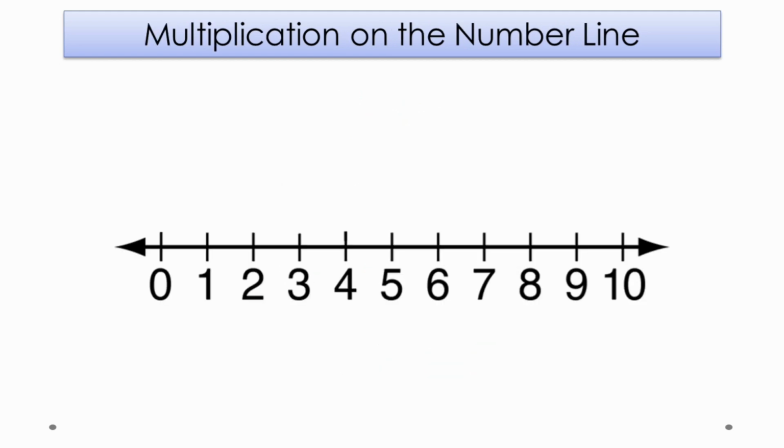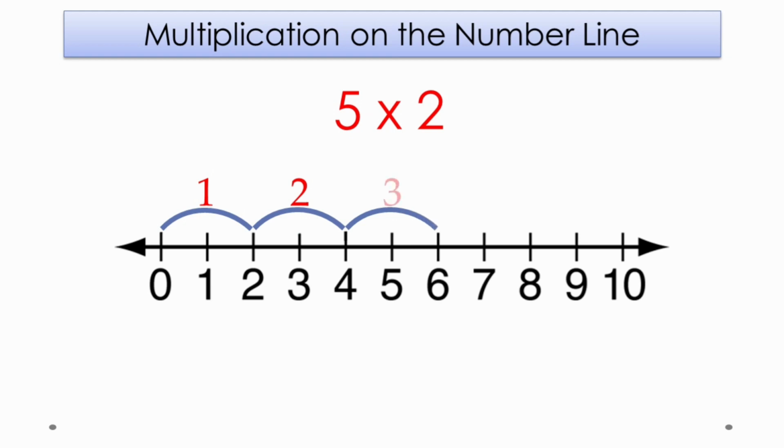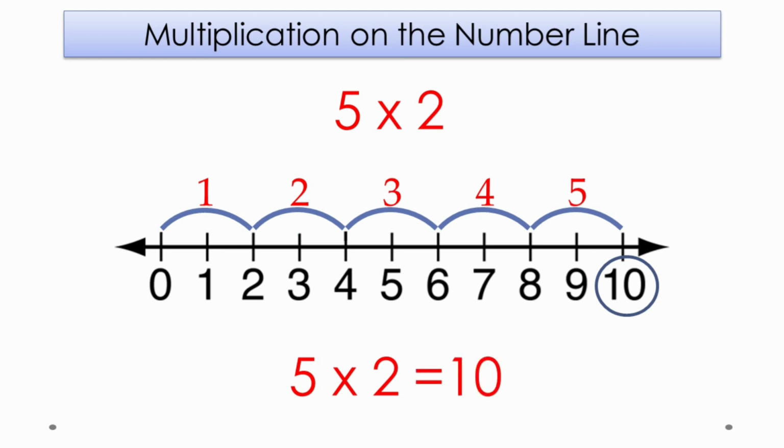Number line can also be used for multiplication. Let's see how. Let's try solving 5 into 2. We know that multiplication of 5 into 2 means having 5 groups of 2. This is a group of 2 on the number line. Now we have to jump such groups of 2, 5 times. Jumping groups of 2's 5 times takes us to 10. So 5 into 2 turns out to be 10. In this way, we can use number line to carry out multiplications as well.